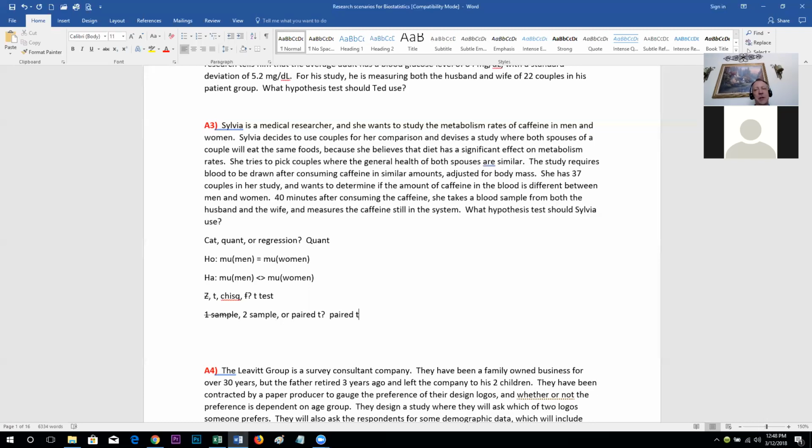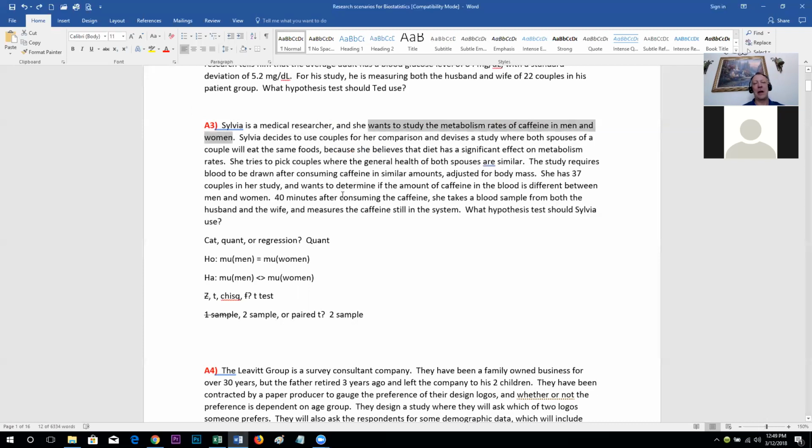Okay, so this one is a tricky question, and you were right the first time. It's a two sample. Can you explain how it is? I can explain, and here's why. This one's really good because they keep talking about couples. They said it all over the place, but they're actually comparing the metabolism rates of men and women.